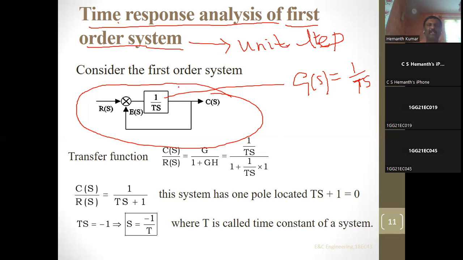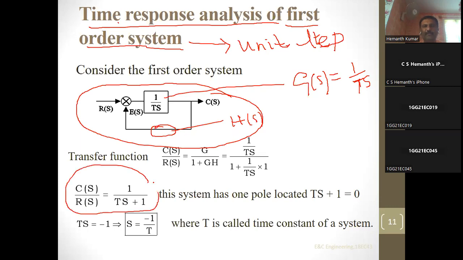Now, this is the block diagram of a first order system. This is G of s and this is a unity feedback system, where H of s is equal to 1. Is that okay? Right? Now, if I try to evaluate the overall C of s by R of s transfer function, it is G divided by 1 plus G into H. What is G? G is 1 by Ts divided by 1 plus 1 by Ts into 1. After simplification by taking LCM, what do we have? C of s by R of s is equal to 1 divided by Ts plus 1.